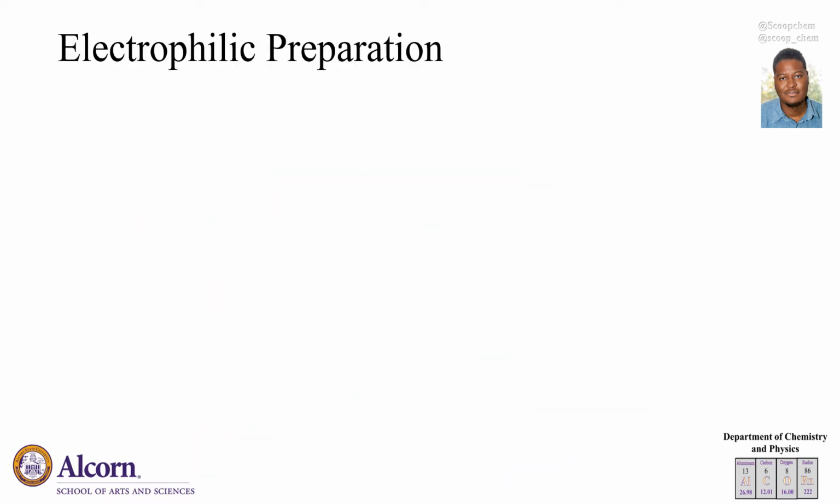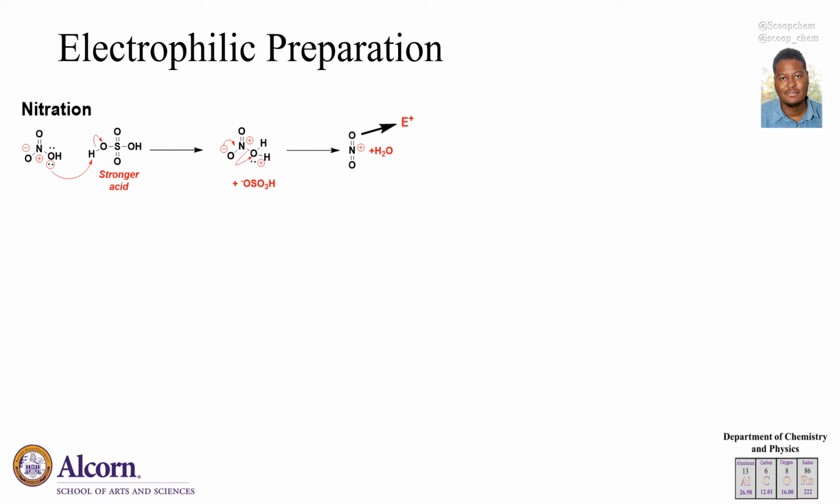Typically the first step in electrophilic aromatic substitution reactions is preparing the electrophile, preparing E+. Let's cover those mechanisms really quickly. For nitration, sulfuric acid is a stronger acid and it will protonate nitric acid to form water. Water is going to be kicked off the molecule to leave behind NO2+. NO2+ is referred to as the nitronium cation, and that is the electrophile for nitration.